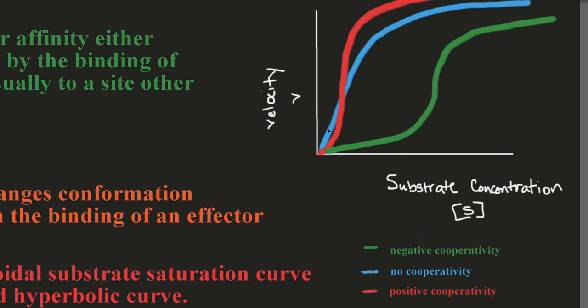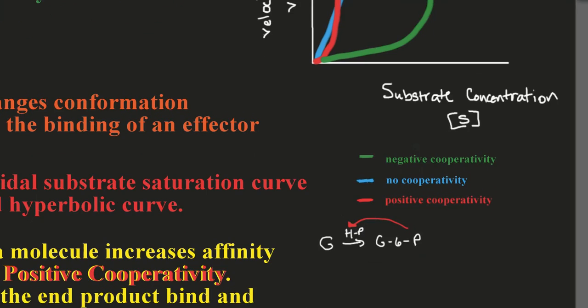Whereas the red line is indicative of positive cooperativity, where it binds less substrate to get a higher velocity. The blue line again is just the normal hyperbolic curve you would expect to see for a Michaelis-Menten enzyme that behaves normally. All right?